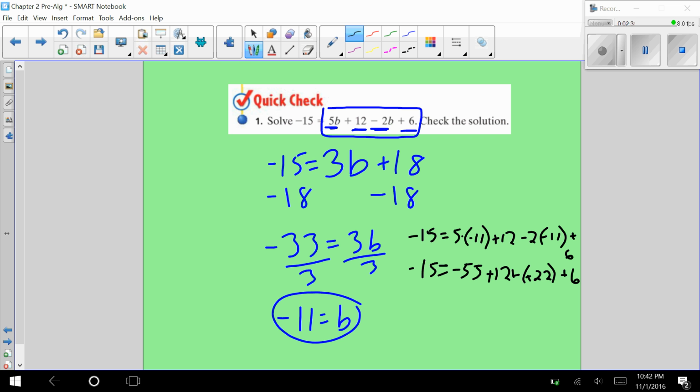Let's do this all in one step here. Negative 55 plus 12 is negative 43. Negative 43 plus 22 is negative 21. Negative 21 plus 6 is indeed negative 15. So it works.